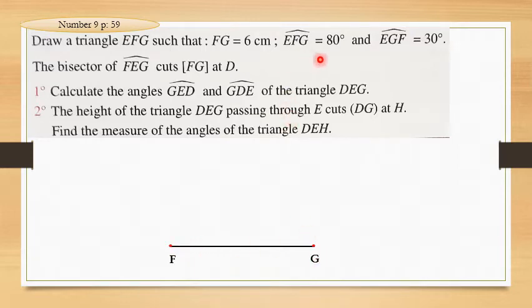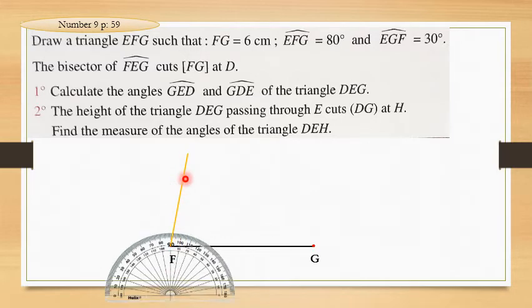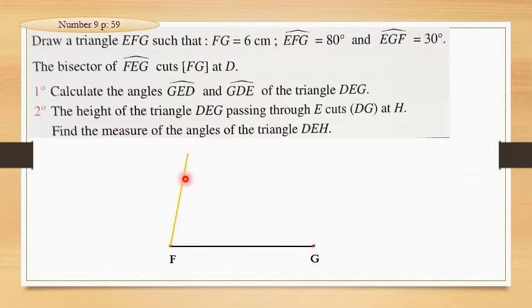Now, EFG equals 80 degrees. So, by using the protractor, starting from 0, counting till 80, here we draw the angle GFE. But up till now, we don't know exactly where point E is. Let's move to draw another angle and then find the intersection.